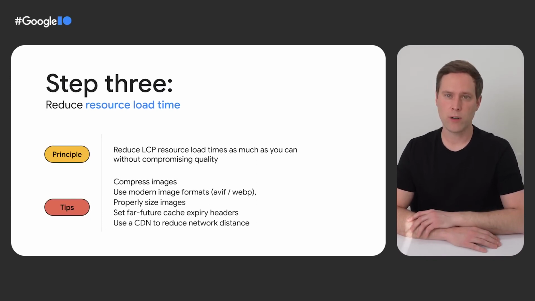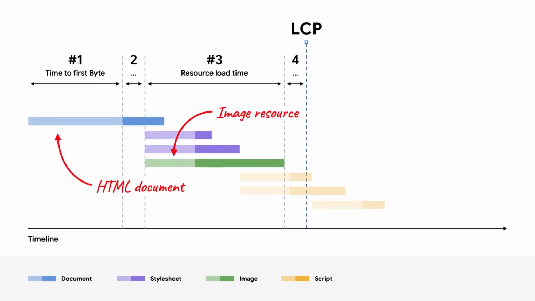Step 3 in this recipe is to reduce the resource load time as much as possible, and you can do that by following all the general best practices around optimizing images and web fonts. Anything that you can do to reduce the file size of the resource should reduce its load times. You should also make sure that you're setting the proper caching headers and using a CDN so that you can serve those resources from a location as geographically close to your users as possible. If we reduce load times in this example, the results would look like this.